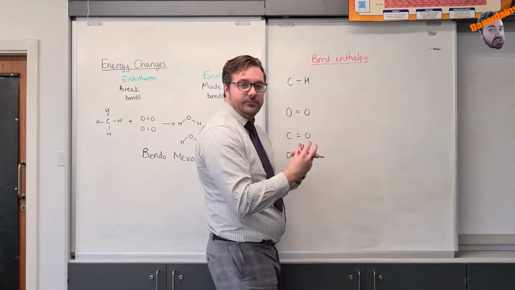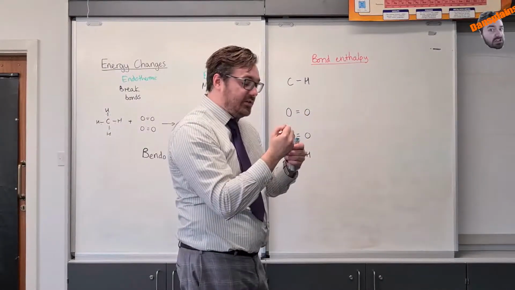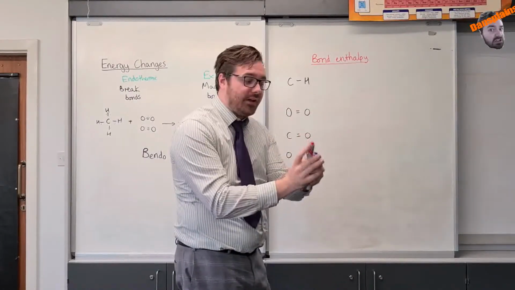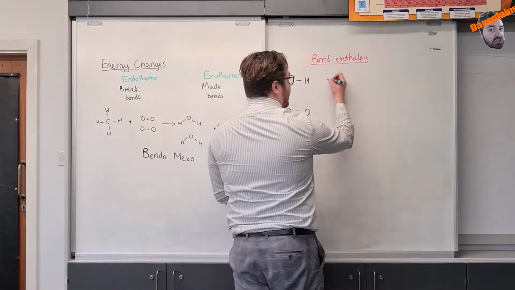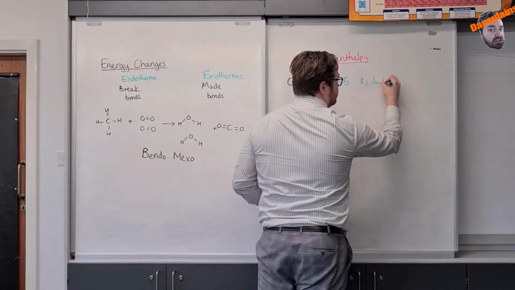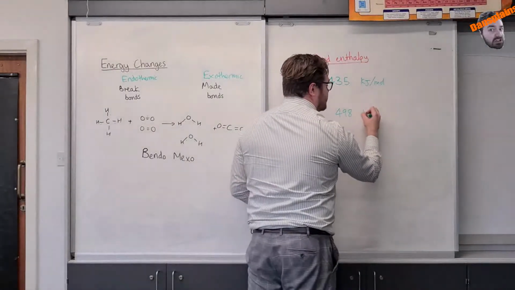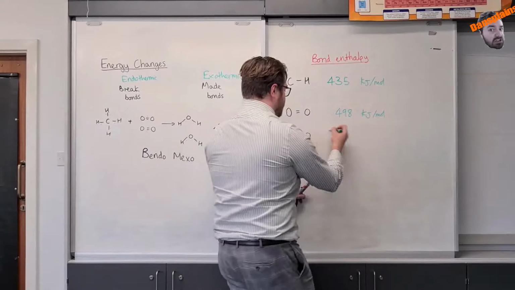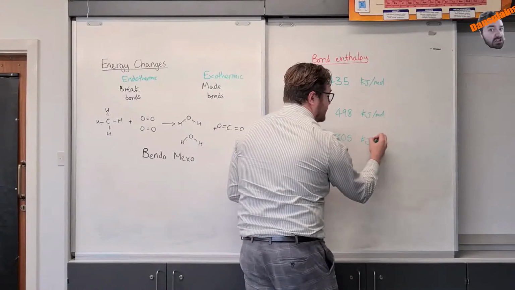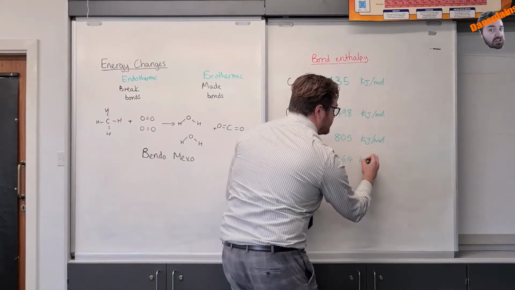Every single bond has a bond enthalpy. That bond enthalpy is literally the energy that is either required to break a bond or the energy that is made when that bond is created. For instance, C to H has 435 kilojoules for every mole. O to O is 498 kilojoules for every mole. C double bond O is 805 kilojoules for every mole. And lastly, O to H in water, 464 kilojoules per mole.